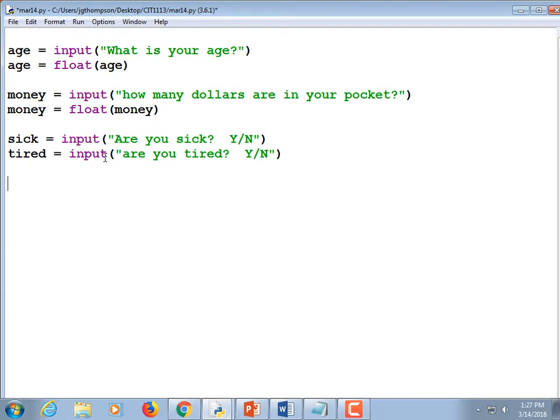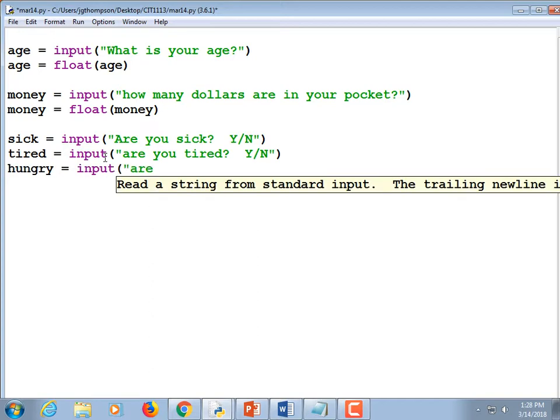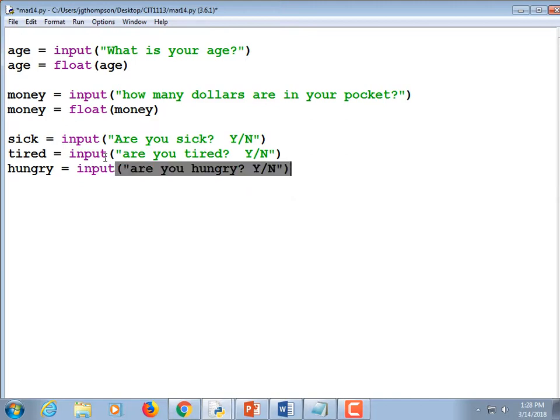And we're just going to write the same ones that I've been putting in my notes. I didn't ask about hunger though, right? So let's do that. Hungry is equal to input, are you hungry? Question mark, Y/N. Now we have all sorts of variables we can play with.